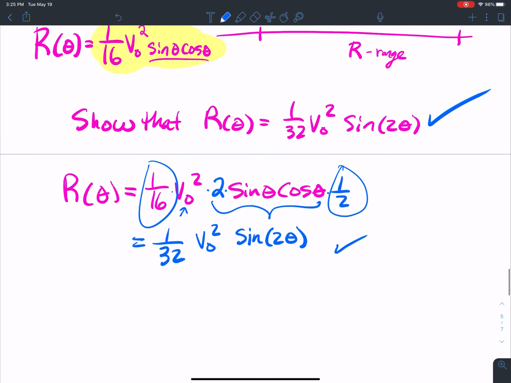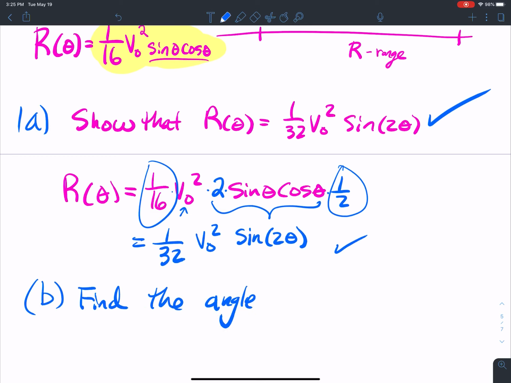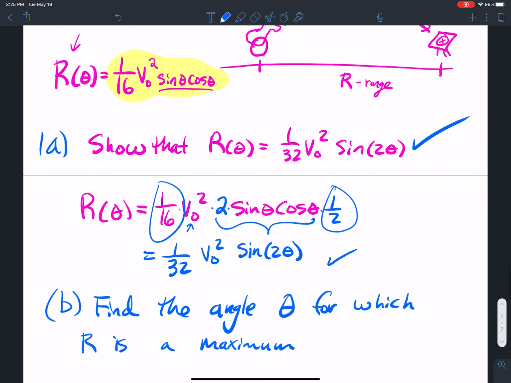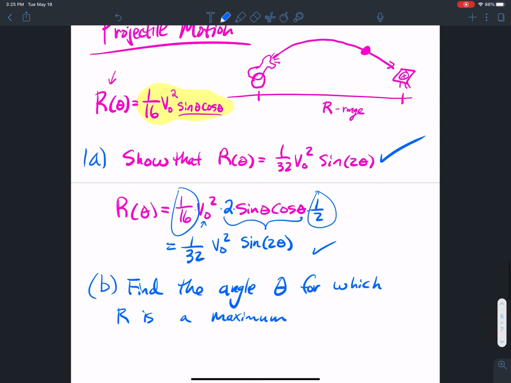Okay? Now the second part of the problem, part B, so this was part A, so part B says find the angle theta for which R is a maximum. Ooh, find the angle theta for which R is a maximum. So the angle is how the cannon is positioned, okay? So this angle theta is how the cannon is positioned.